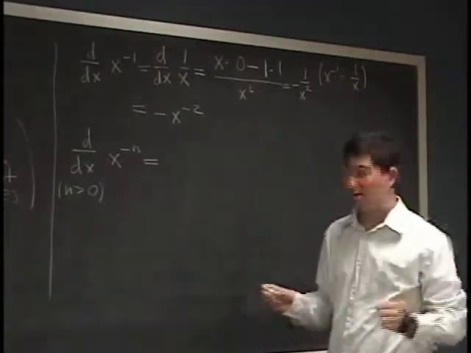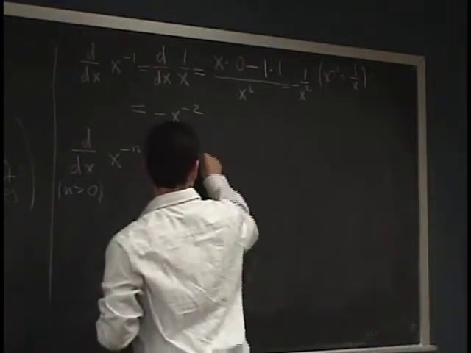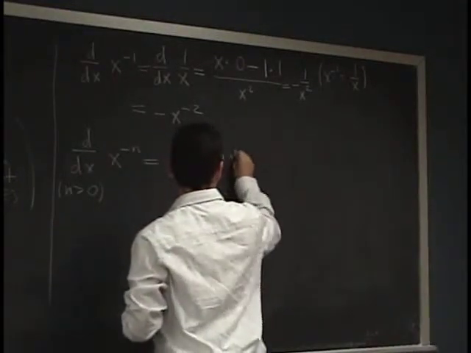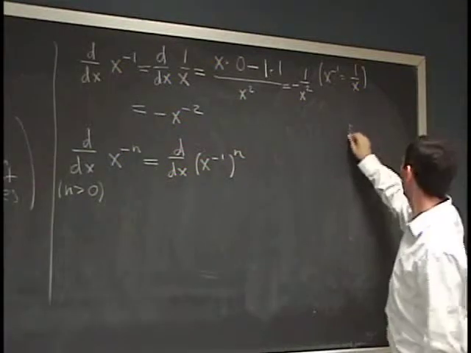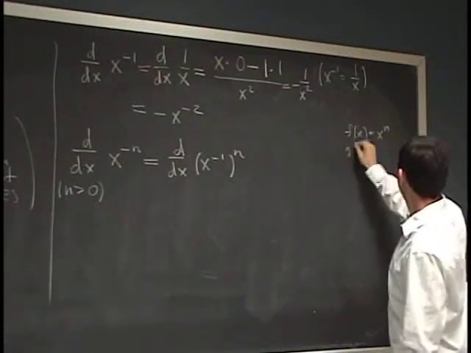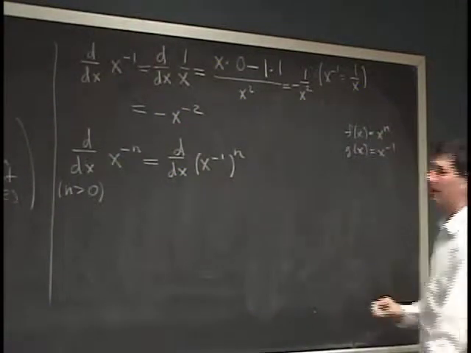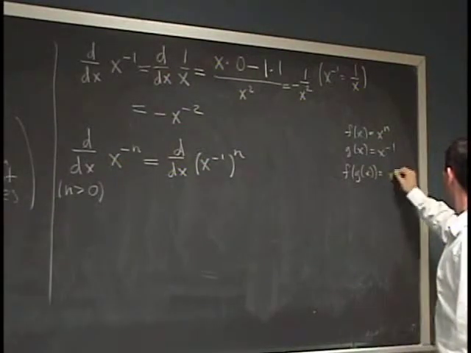On the other hand, I can write this as x to the minus 1, to the nth power. Agree? Okay. So I actually have a composition of functions. Right? I have two functions. I have, say, f of x equals x to the n, and g of x equals x to the minus 1. And so f of g of x is equal to x to the minus 1 to the n.